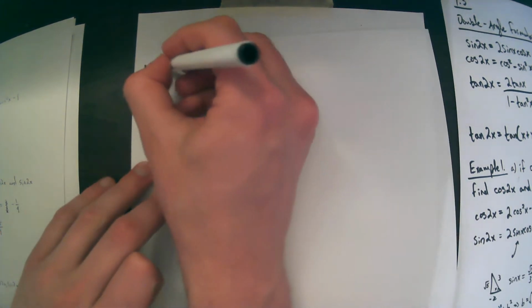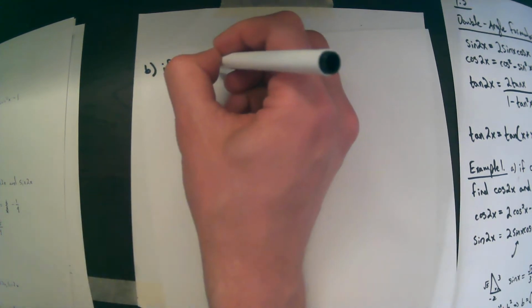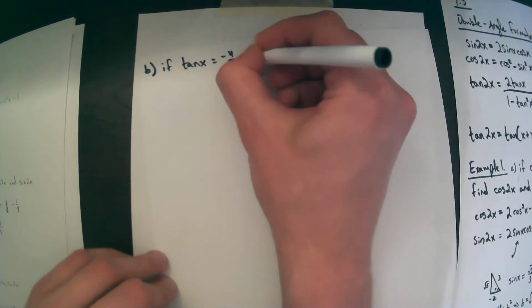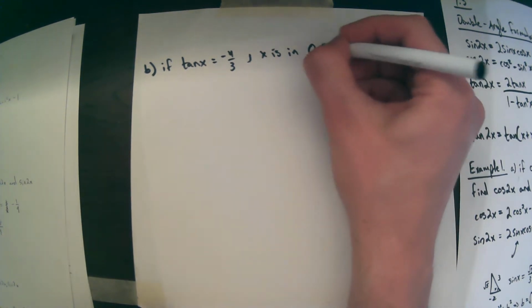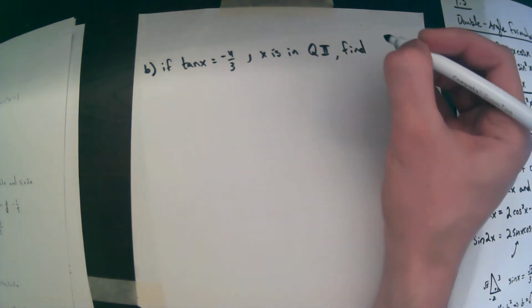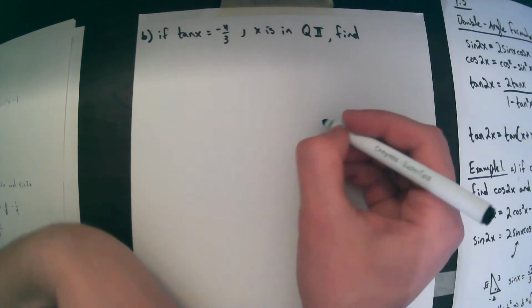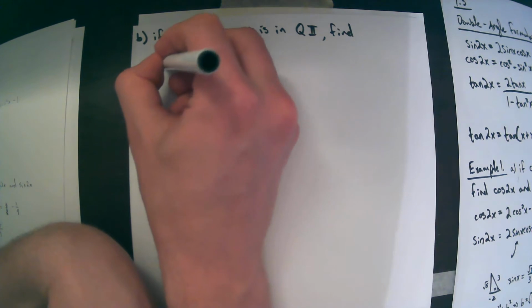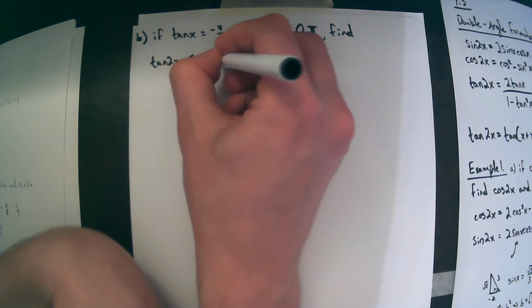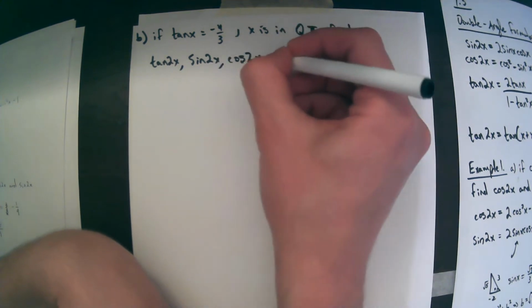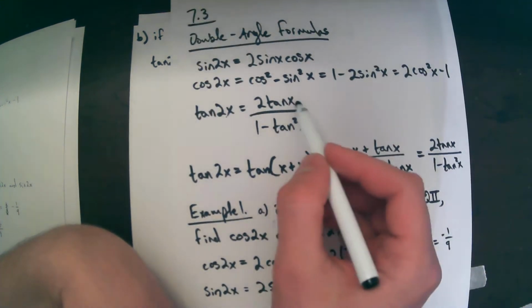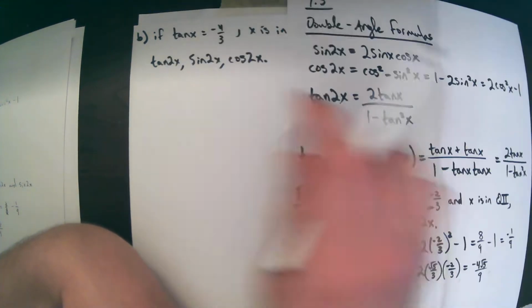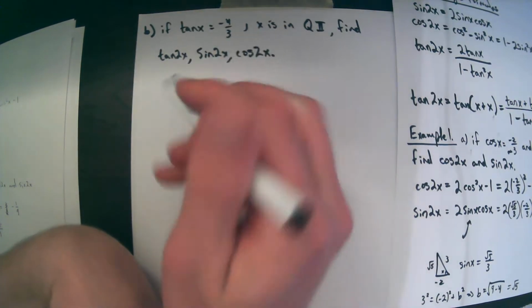Okay, example 1b. I'm given that tangent of x is negative 4/3 and x is in quadrant 2 again. Find all three of these trig double angle functions: tangent 2x, sine 2x, cosine 2x. Tangent 2x is going to be easiest because it uses just the tangent x function, and I've got tangent x, so I'm going to go ahead and get that one out of the way.